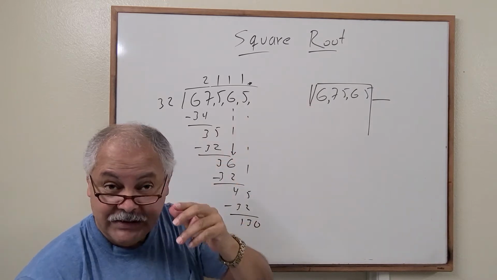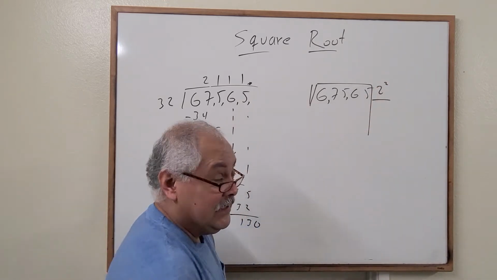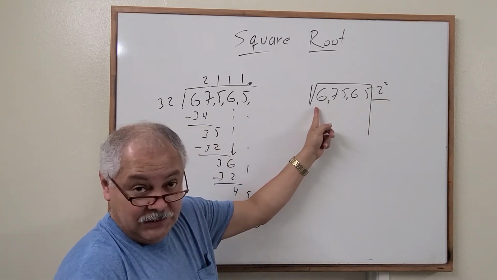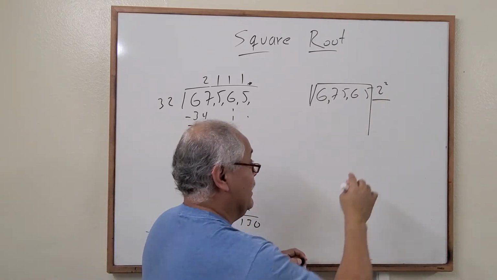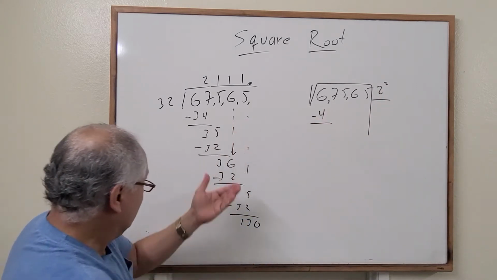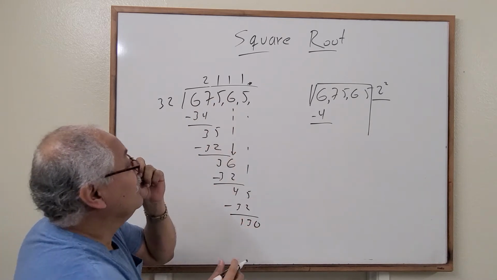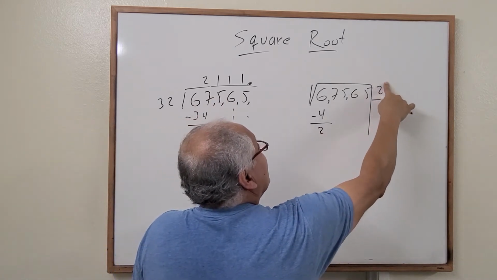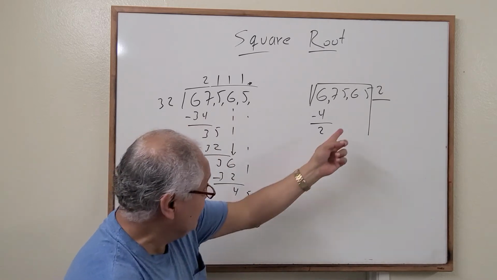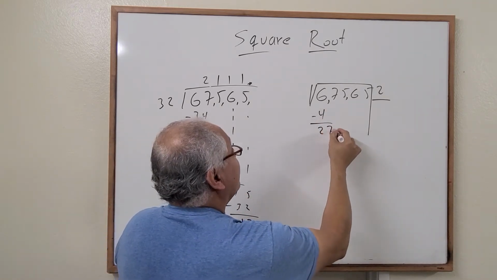So the best one is 2, correct? 2 squared. We can take 3, but 3 squared is 9, which is more than 6. So it's going to be 2 squared, which is 4. And we proceed in the same way we did for division, correct? It's going to be 2, and later we take down the next set. In this case, it's 2 digits, 75.